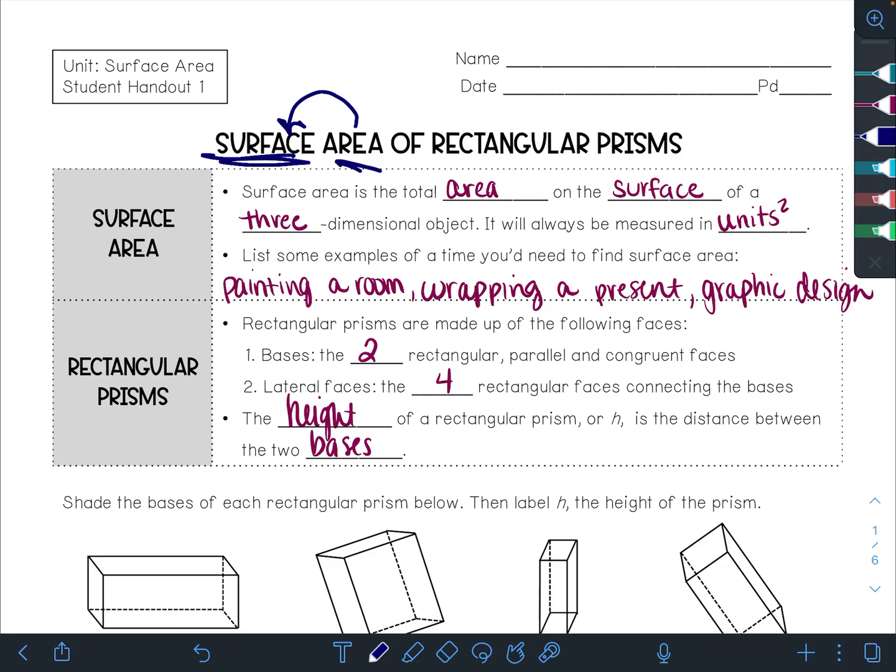So a rectangular prism is made up of the following faces. It has two bases, two rectangular, parallel, and congruent faces that are bases. It has four lateral faces that are rectangular, and they connect the two bases. The height of a rectangular prism, or H, is the distance between the two bases.